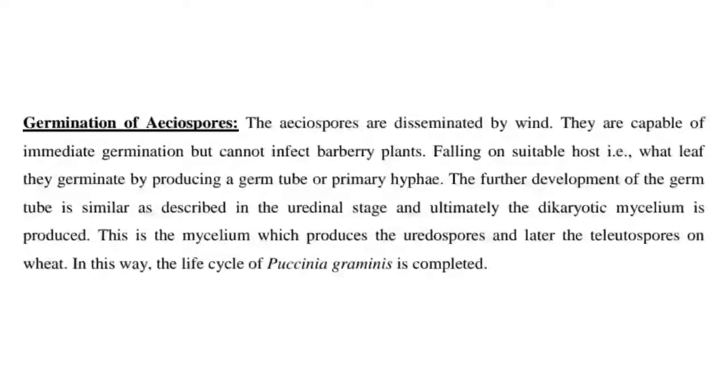Germination of aeciospores. The aeciospores are disseminated by wind. They are capable of immediate germination but cannot infect barberry plants. Falling on a suitable host, i.e., a wheat leaf, they germinate by producing a germ tube or primary hyphae. The further development of the germ tube is similar to that described in the uredial stage, and ultimately the dikaryotic mycelium is produced. This is the mycelium which produces the uredospores and later the teliospores on wheat. In this way, the life cycle of Puccinia graminis is completed.